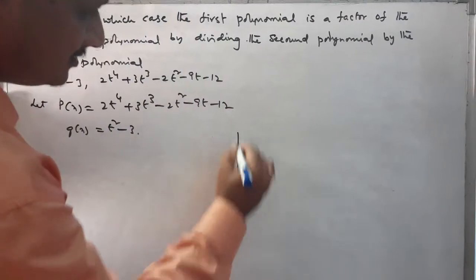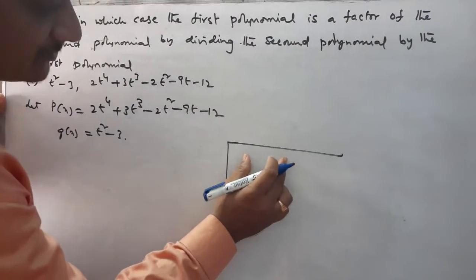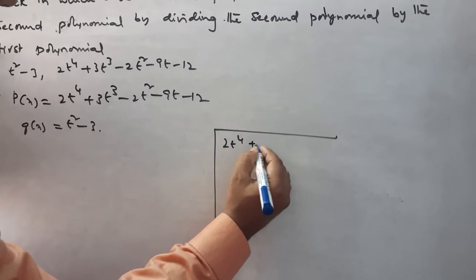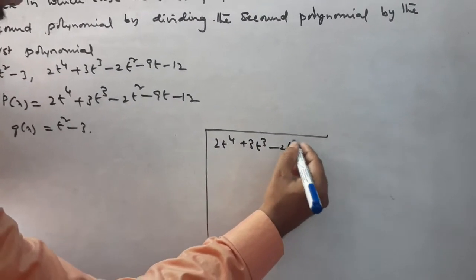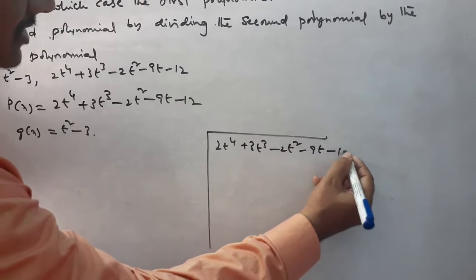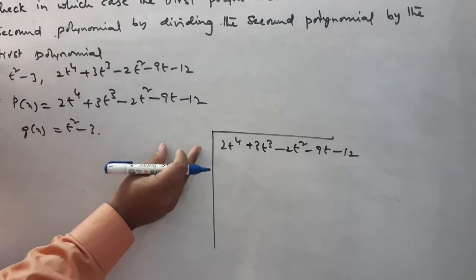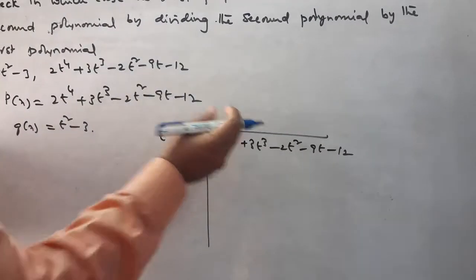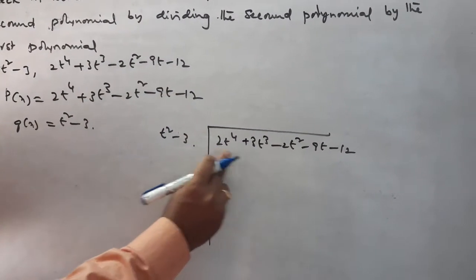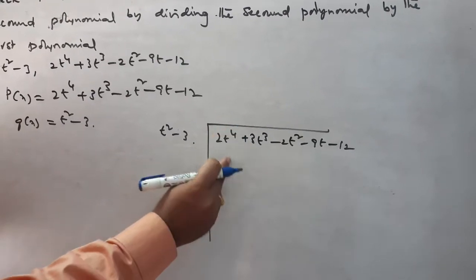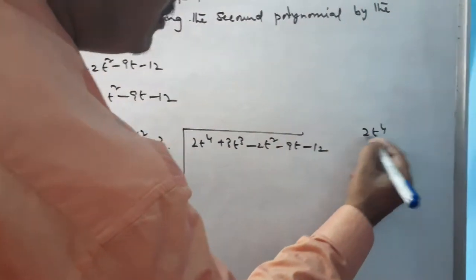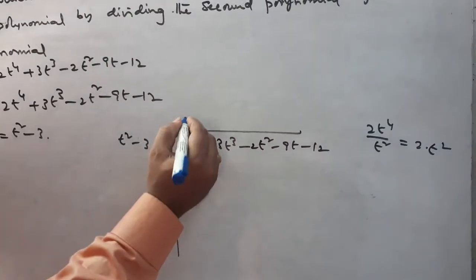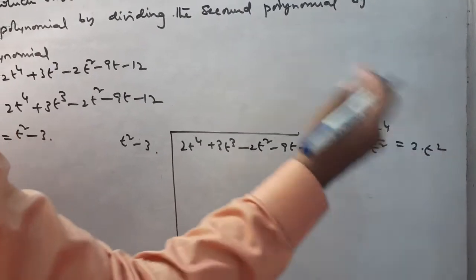So here we have to write the dividend. Dividend is 2t to the power of 4 plus 3t cube minus 2t square minus 9t minus 12. Divisor, we have to write the divisor. Divisor is t square minus 3. Now the first term of the quotient will be to divide 2t to the power of 4 by t square. 2t to the power of 4 by t square, we will get 2t square. So 2t square is the first term of the quotient.